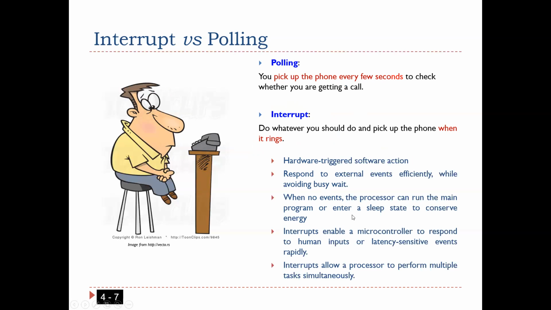So here I write something: hardware triggered software action, very important. The trigger comes from the hardware, and the action is going to be done by the software by executing the subroutine, okay? You can respond to external events efficiently. What I mean by efficiently here is that I'm not going to take much time from the CPU, while avoiding busy waiting. When there are no events, the processor can do something else, okay? I'm free if there are no events.